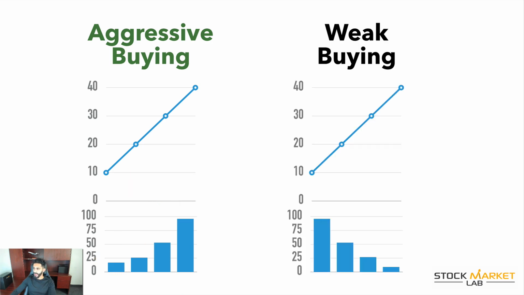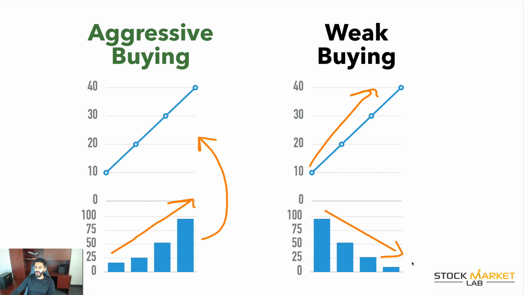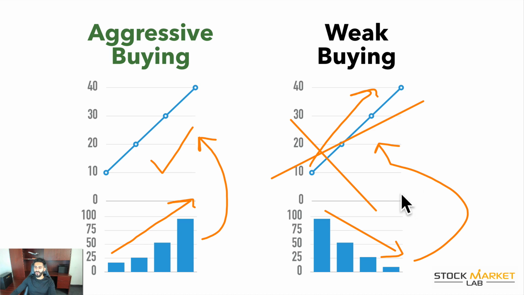Now, if we take another example, you can see what happens. Price goes up, but less and less people are interested in paying a higher price. This is not a strong move up. This is weak buying. This is a weak move up. We want to see volume correlate with the move. If the volume is not correlating with the move, up or down, it's not supporting it. This right here is supported. This right here is not supported. Weak move. Very, very important to understand that.